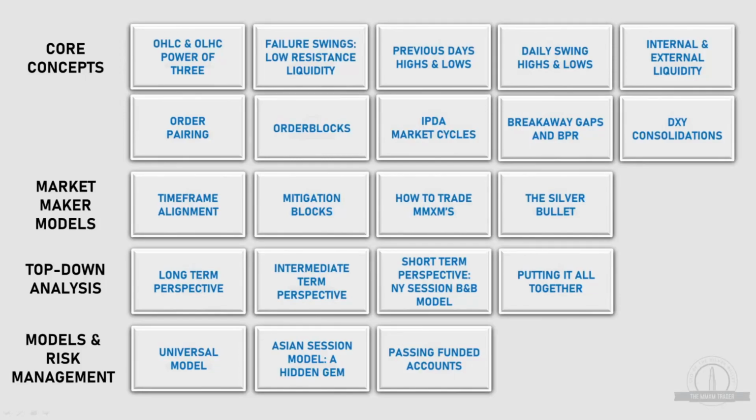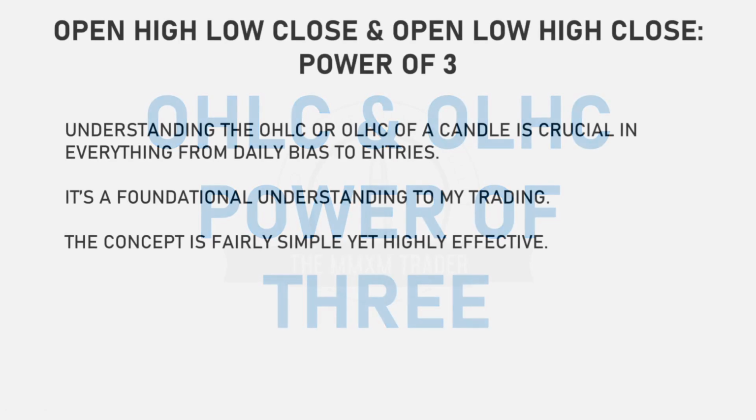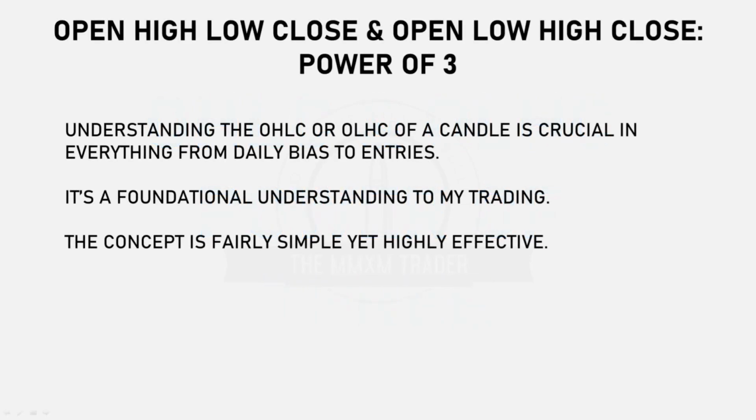So let's start off our first lesson about the power of 3, which is the open high low close and the open low high close of a candle. Now what is open high low close and open low high close? We also call this the power of 3, right? So accumulation, manipulation, distribution of a certain type of candle. Understanding the open high low close or the open low high close of a candle is crucial in everything from daily bias to entries. It's a foundational understanding to my trading, and the concept is fairly simple yet highly effective.